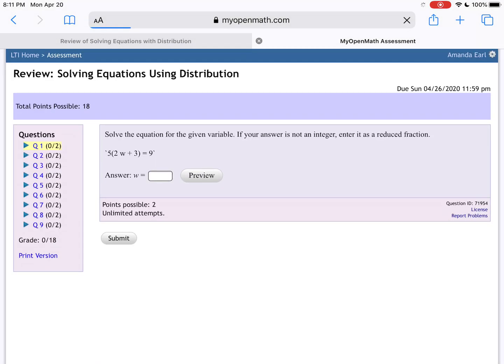So this is review. There are 9 questions, 2 points each. If you have to redo the problem, you can try it again. It's going to give you the same type of problem, but everybody's going to have a different problem. So if you want to work on this with friends, it's going to be the exact same type of problem, just with different numbers.